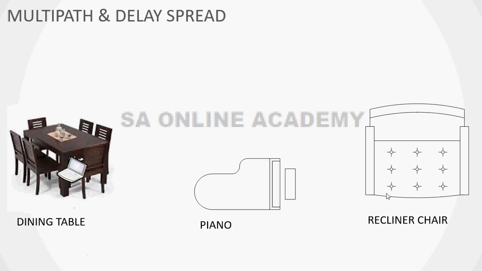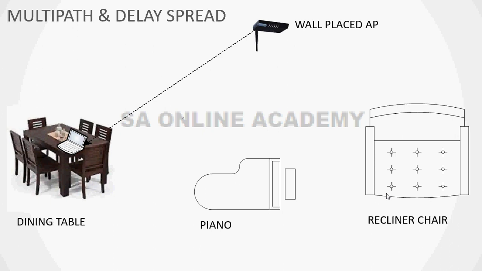You are sitting at the dining table with your laptop, and your AP is placed at the top of your wall. The first signal directly reaches your laptop, the second signal gets reflected from the piano and reaches your laptop, and the third signal gets reflected from your recliner and reaches your laptop. So there are multiple signals arriving at your laptop. This is called multipath. Multipath is a propagation phenomenon that results in two or more paths of a signal arriving at a receiving antenna at the same time, or with a delay of some seconds.